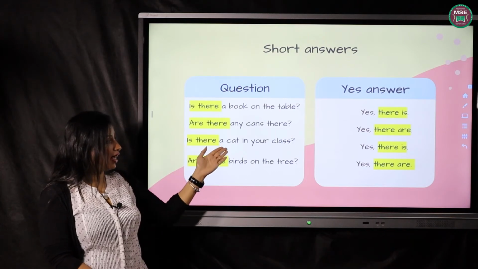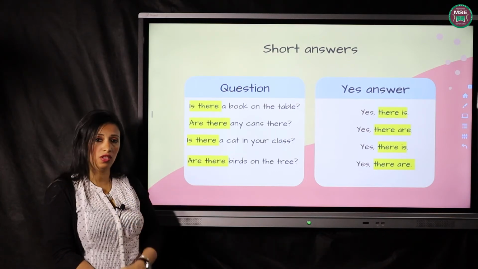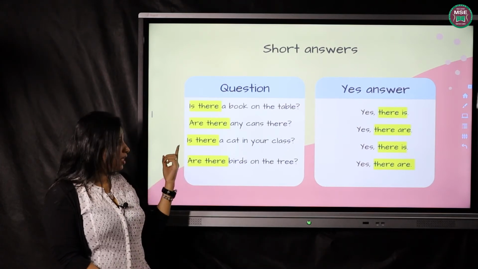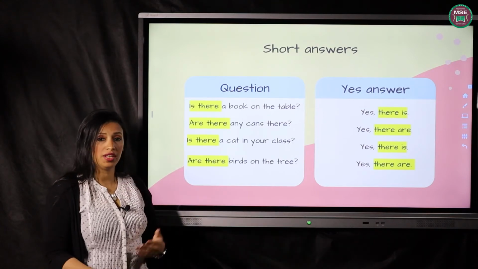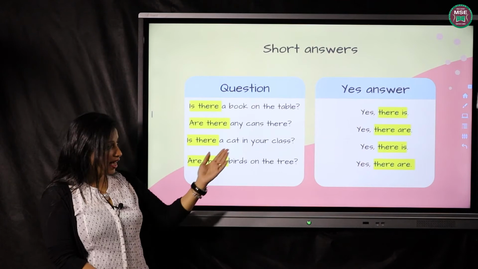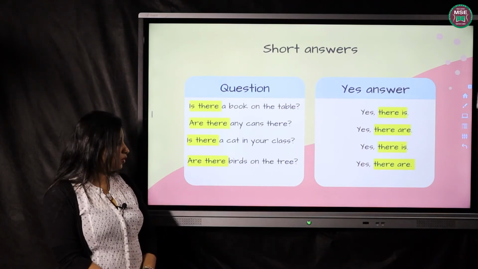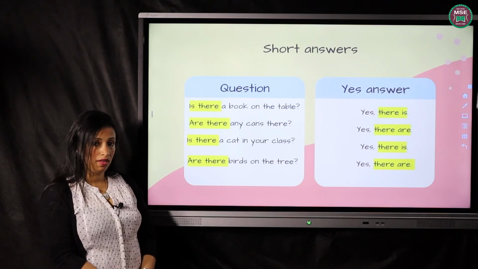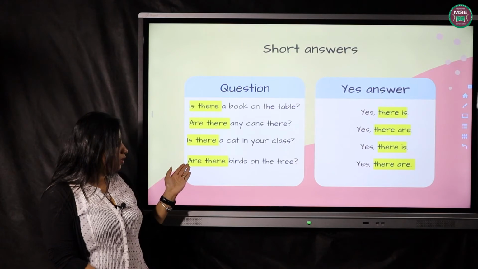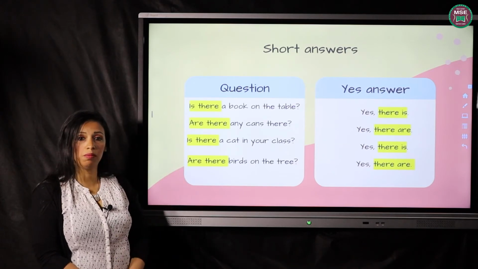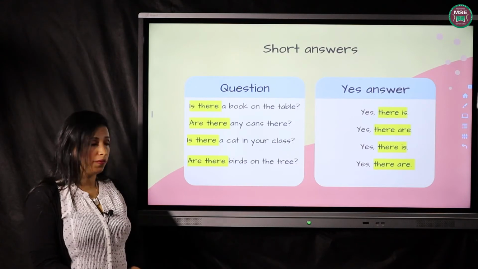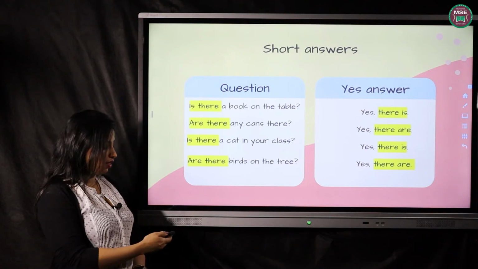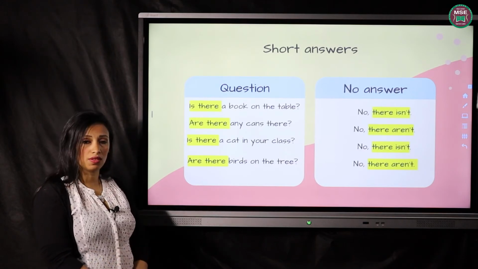Okay, is there a cat in your class? Is there, because I'm talking about one cat. I want to know, is there a cat that we can see or exist in the class? Yes, there is. Okay, are there birds on the tree? Birds, many birds. So here we have to use "are there." I start my question by using "are there." What about the answer? Yes, there are.